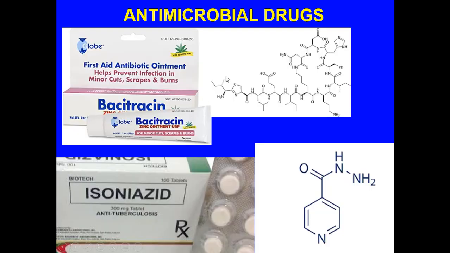Here's our bacitracin. Look at the huge molecule it is. But if you take a look at something like isoniazid, look at the simplicity of that molecule, just a pyridine ring with an amine group here, and then a short chain off of this. This, you can see, is a first aid antibiotic ointment that basically you would use for minor cuts, scrapes, burns, all topical application. This you use for anti-tuberculosis and can be taken orally as tablets.